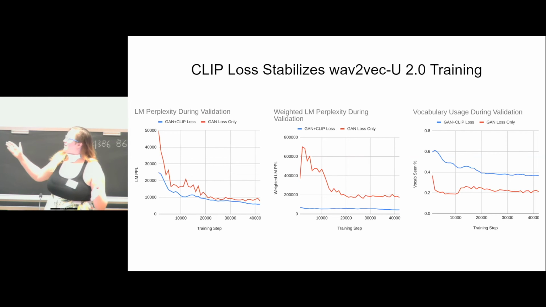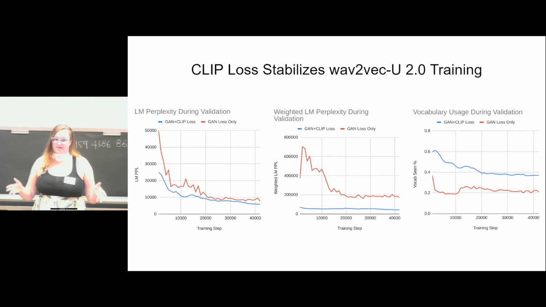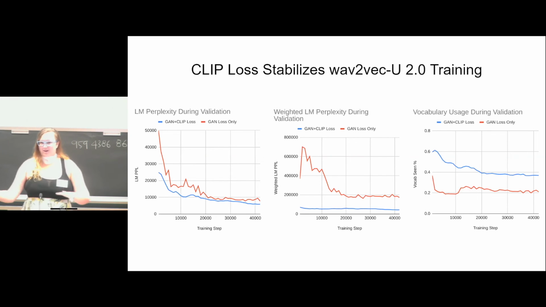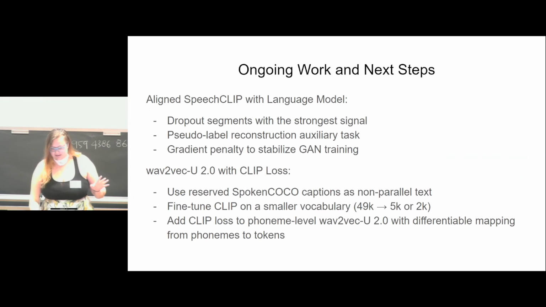So neither of them are getting above 50% usage, which is not good, but adding the clip loss increases the vocabulary usage of the predicted sequences by doubling it. It's an increase of 20% coming from 20%. So even though we have all of these kinks that we're working out in the setting, we're already seeing that adding the clip loss is stabilizing training significantly.